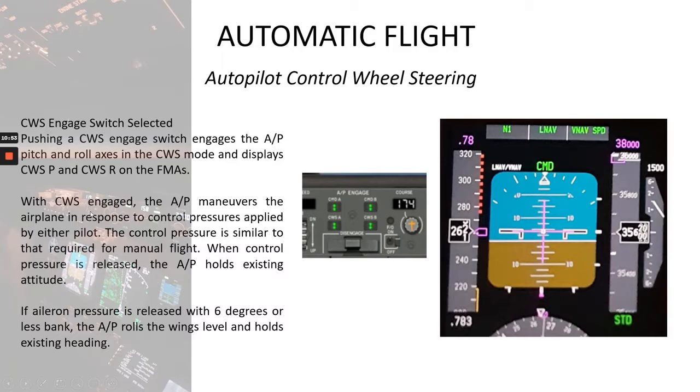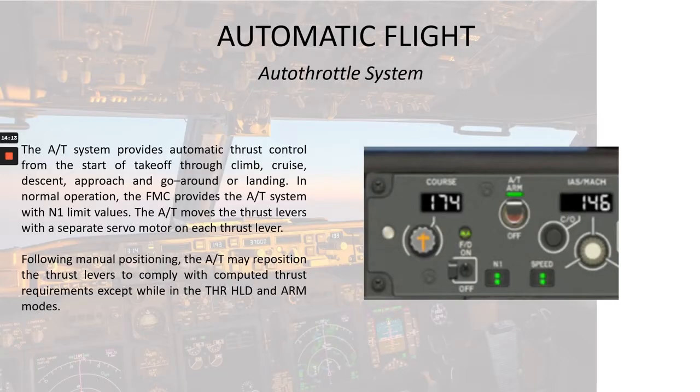With CWS engaged, the autopilot maneuvers the airplane in response to control pressures applied by either pilot. The control pressure is similar to that required for manual flight. When control pressure is released, the autopilot holds existing attitude. If aileron pressure is released with 6 degrees or less bank, the autopilot rolls the wings level and holds existing heading. Now we will talk about the Autothrottle system.